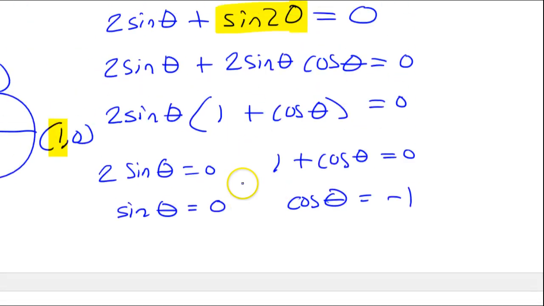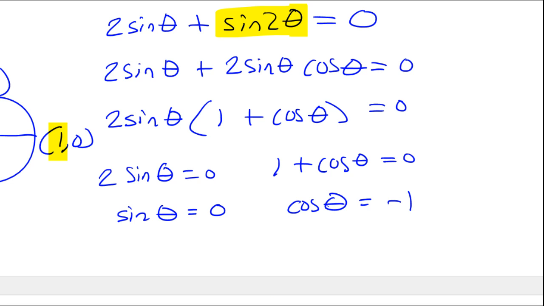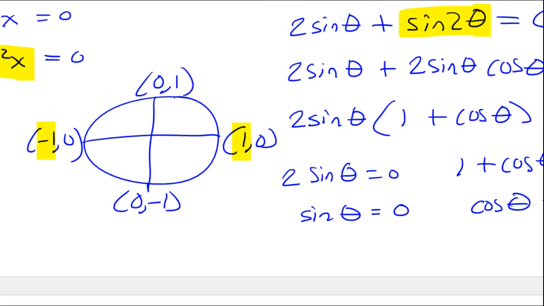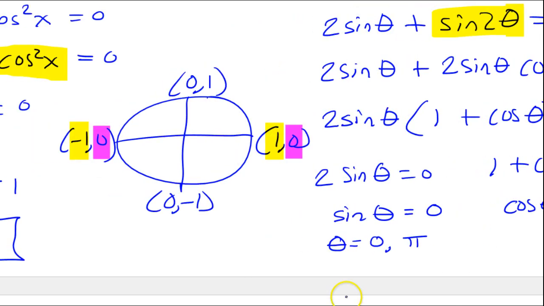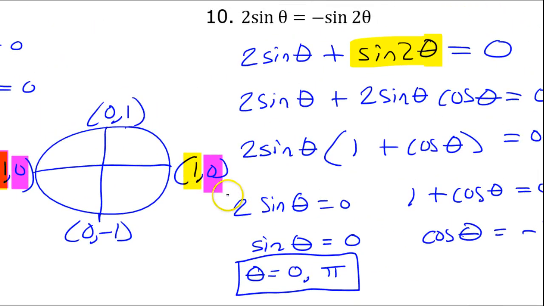All right, so where does sine theta equal 0? Sine is a y value. Okay, maybe I can just use my same drawing from before. Sine is a y value, so the y value is 0 here and here. Okay, so far, I guess I should say theta instead of x, that gives me theta is equal to 0 or pi. Now where's cosine equal to negative 1? Cosine is an x value. All right, and here it's negative 1 right there, but that's pi, I already had that. So my solutions are 0 and pi. All right, that's it. So that's the answer to number 10.